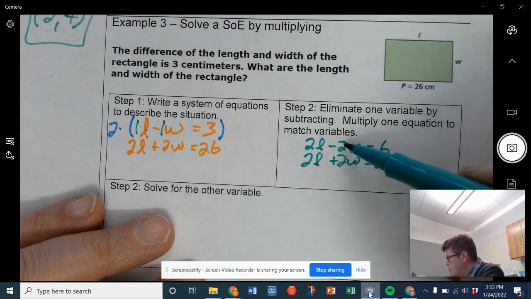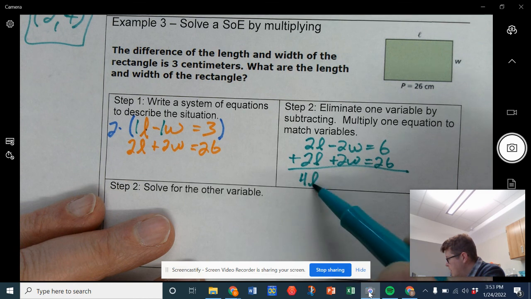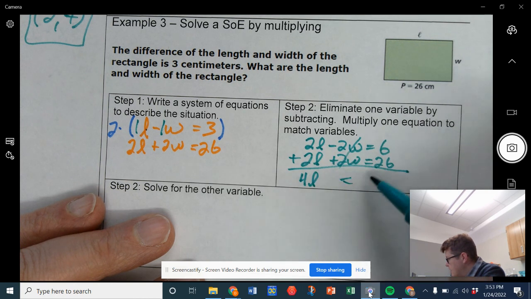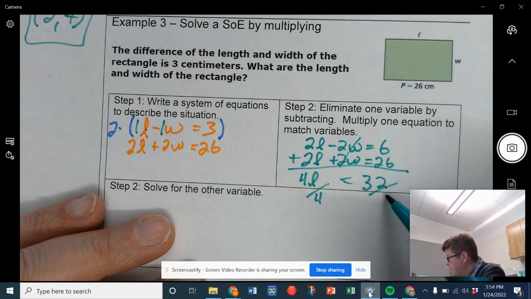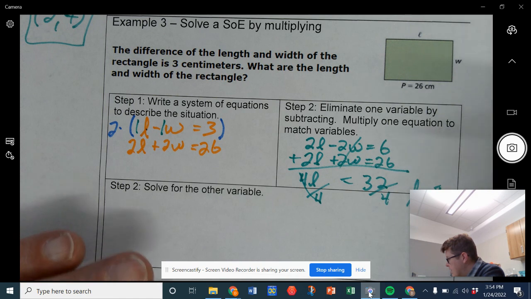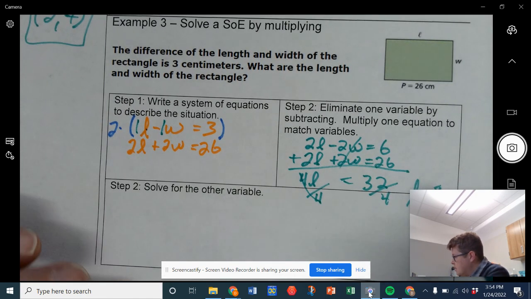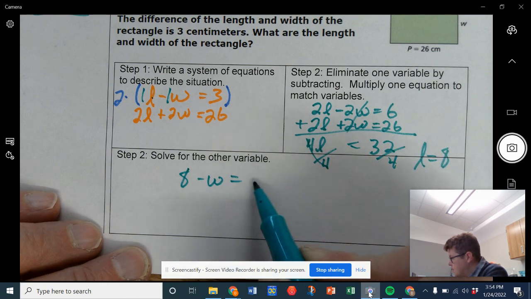And so what we can do, we can eliminate these just by adding them together, right? So 2L plus 2L is 4L. Those get eliminated, and that gets us to 6 plus 26 is 32. We divide by 4, and we get a length of 8. Okay, so we know our length is 8. We can plug it into one of these equations. This is probably the easier one. So we can just say 8 minus W equals 3.